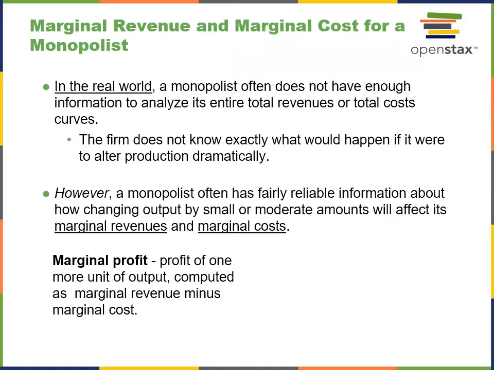Okay, in the real world, a monopolist often does not have enough information. It can't analyze its entire total revenue or total cost curves. The firm doesn't know exactly what would happen if it were to alter production dramatically. However, a monopolist often has fairly reliable information about how changing input by small or moderate amounts will affect its marginal revenue and marginal costs. And marginal profit would be the profit of one more unit of output, computed as marginal revenue minus marginal cost.